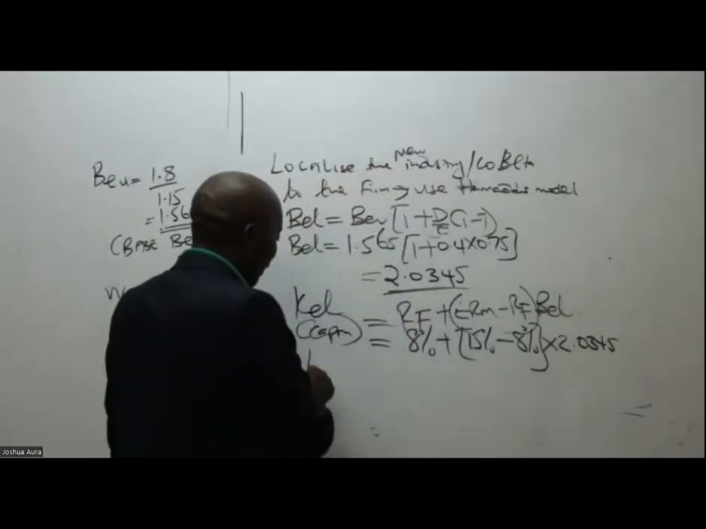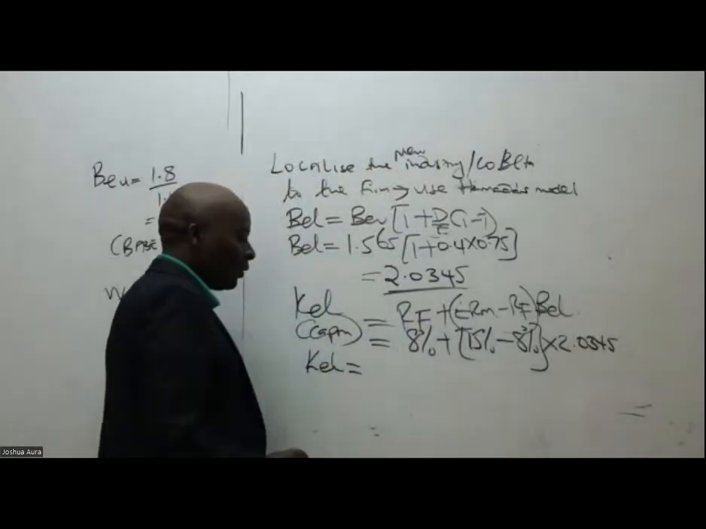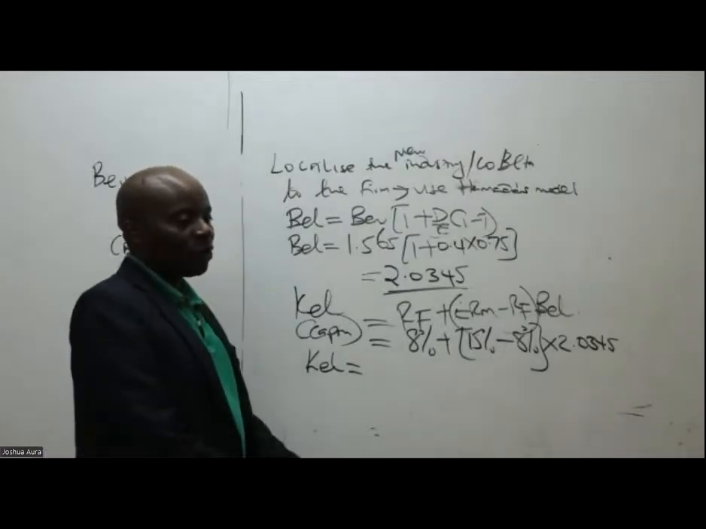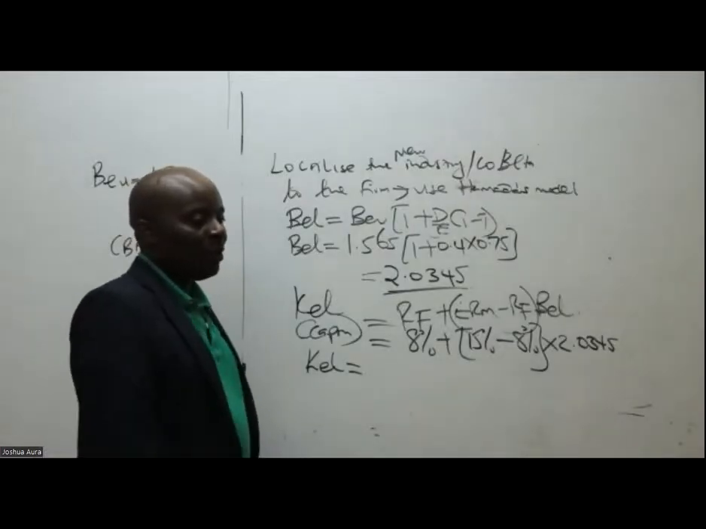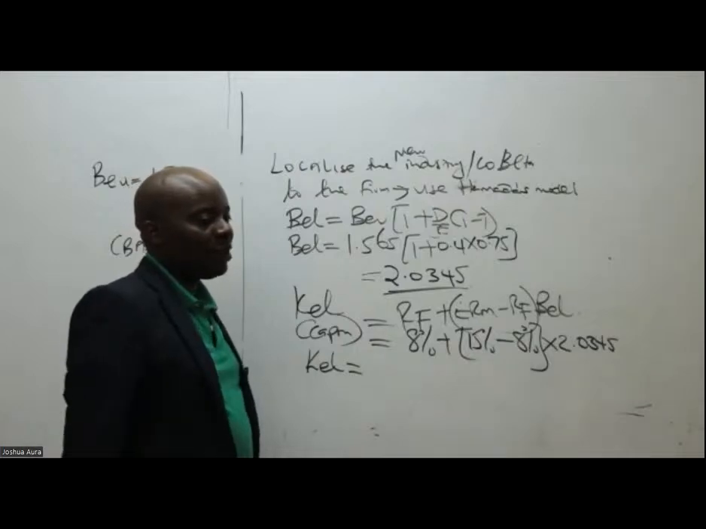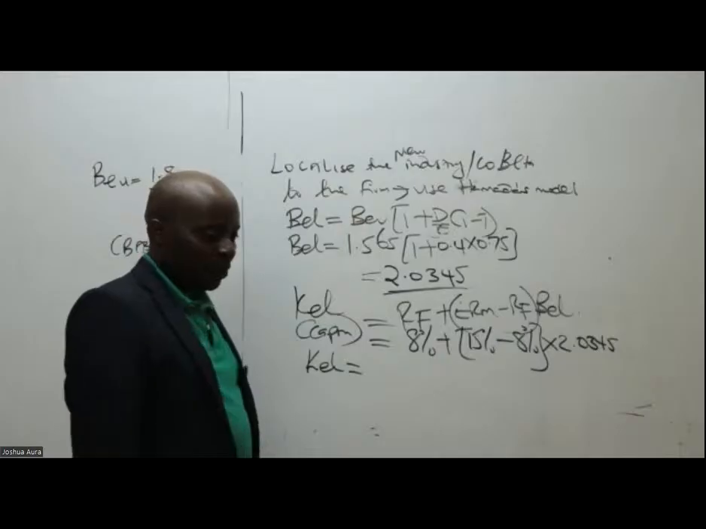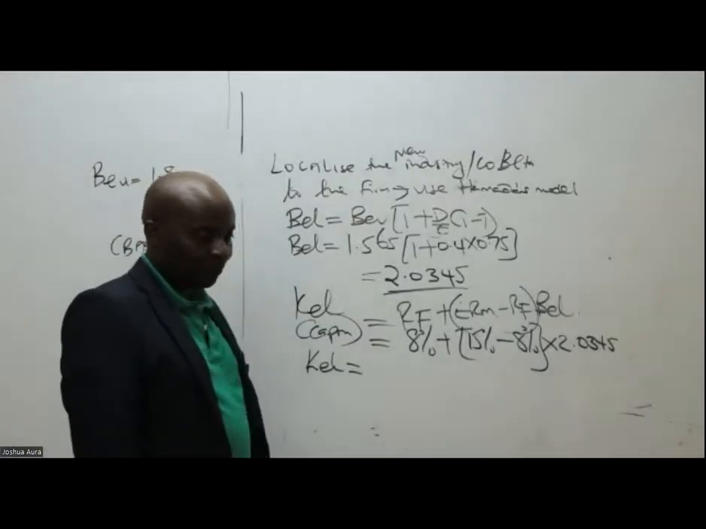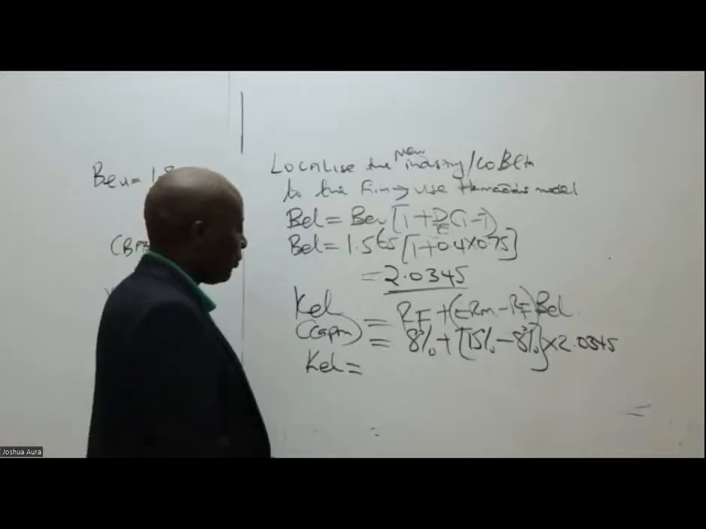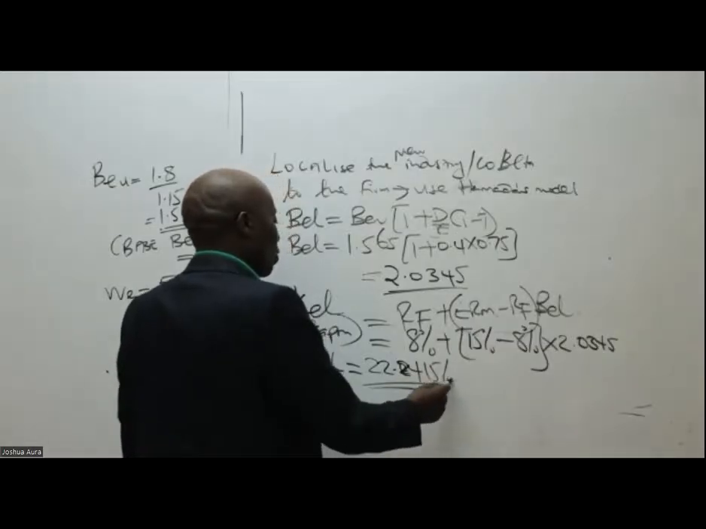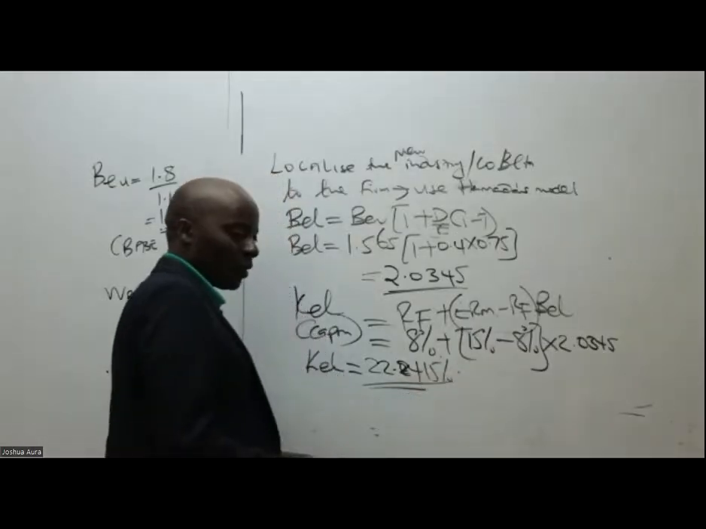Then what is our Ke? Our cost of equity of a levered firm will be equal to who? Can somebody give us this figure? Somebody says 22.2415. Thank you so much. Like that.